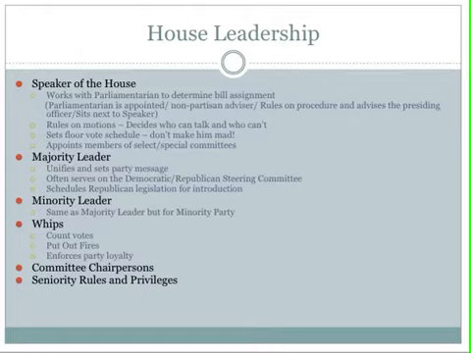Then you have committee chairpeople, which are appointed. They lead that committee. And then there's seniority rules and privileges, meaning if you are there for a longer time, you get more privileges. You are most likely to be in charge of different committees.